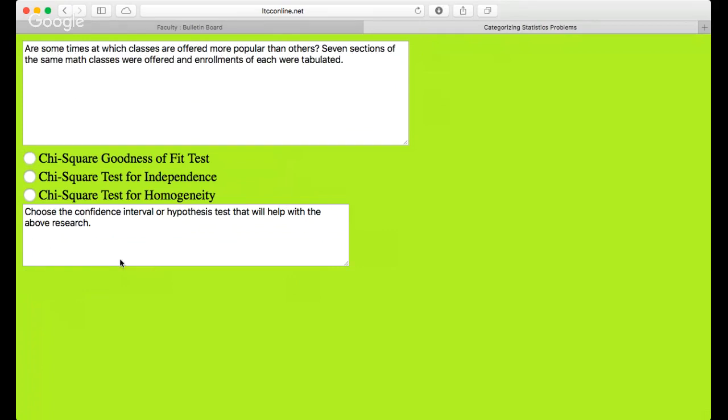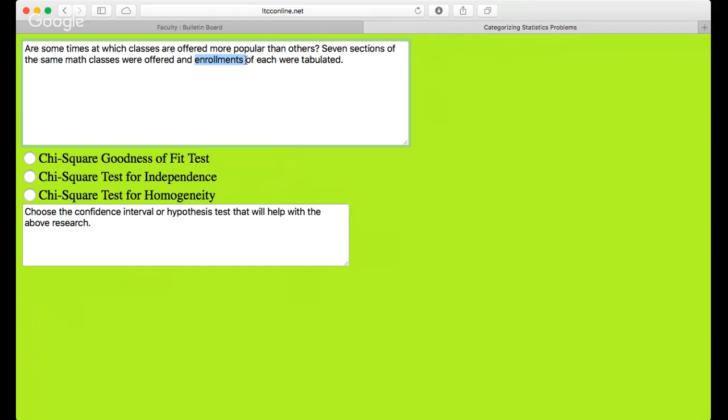Are sometimes at which classes are offered more popular than others? Seven sections of the same math classes were offered and enrollments of each were tabulated. All right, this is where it gets a little bit weird. So what we're saying is that seven sections of the same math classes, okay? So the population is the seven sections of the same math classes, cool? And we're saying they were offered and enrollments of each were tabulated. So basically the math classes are my population, students in my math classes. The variables are the sections and the enrollment, right? I don't know.